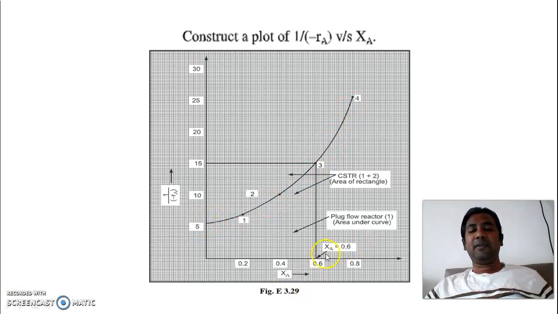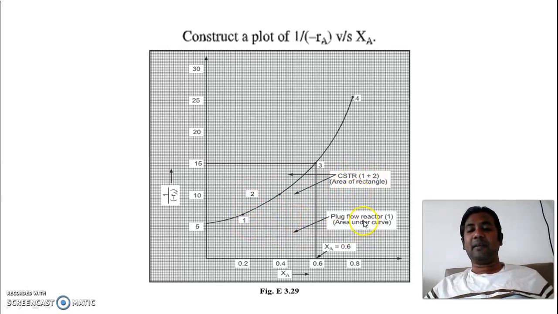what is your desired conversion in both reactors? It is 60%. So at 0.6, take a vertical line and then take a horizontal line, right? So this will create one rectangle or square, whatever it may be. But the total area under this will be V upon Fa0 for CSTR. Here it is written that CSTR is area number 1 plus 2, right? What is the reason for that?